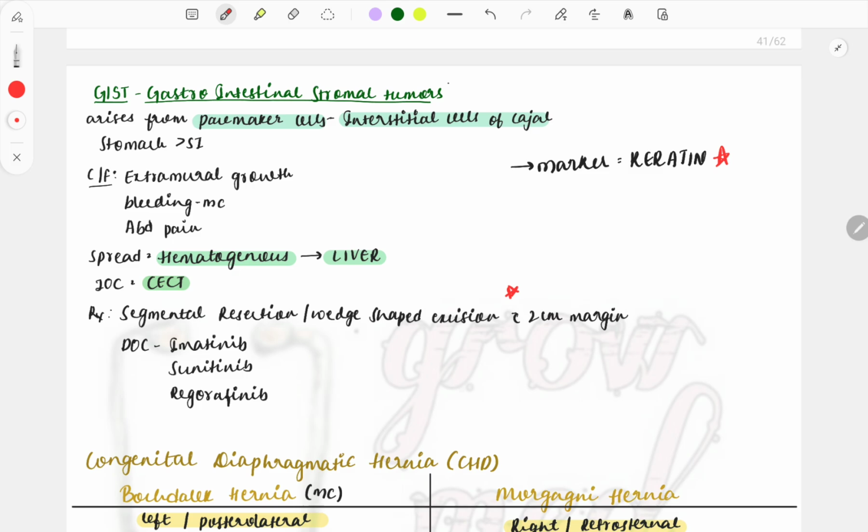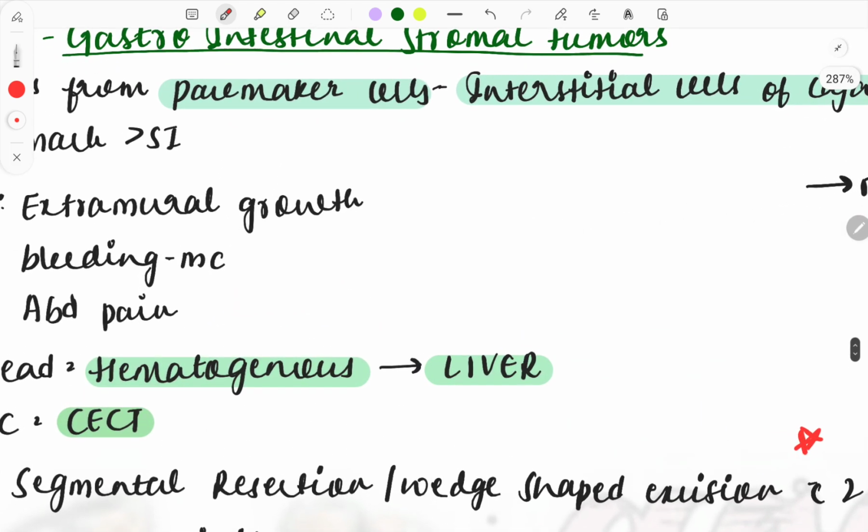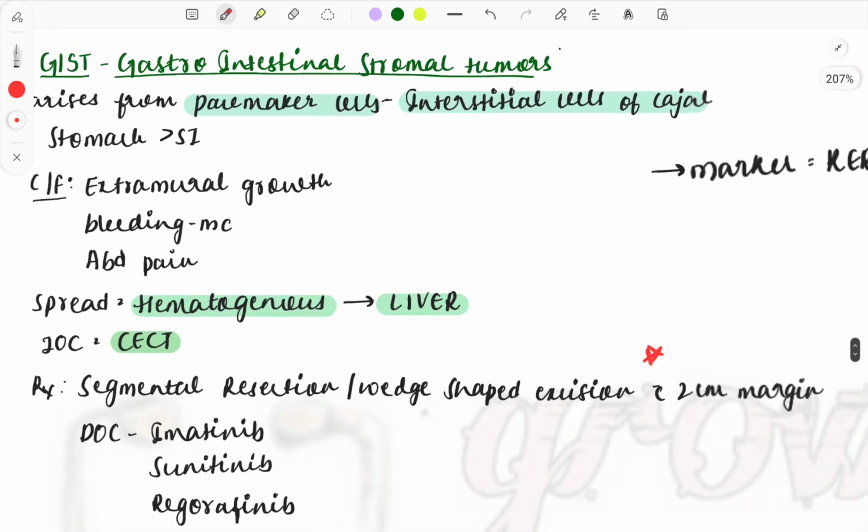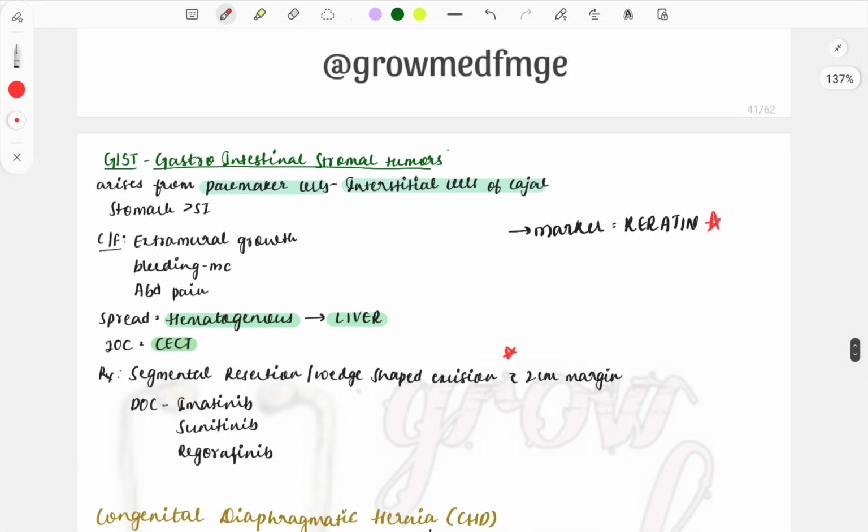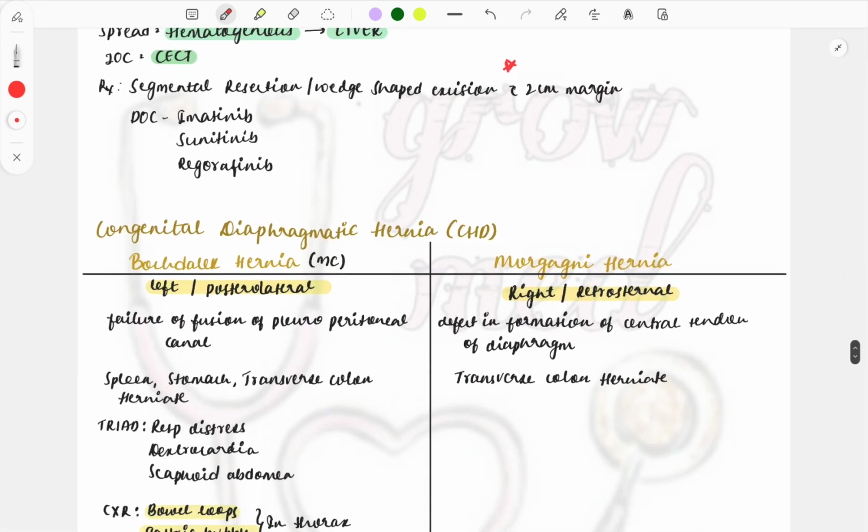And the other features, like the extramural growth: bleeding is the most common presentation, and abdominal pain can be seen. Investigation of choice is CT. Okay, so these are the important things from the GIST.